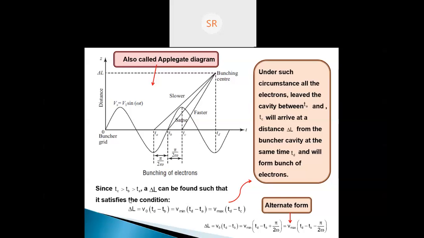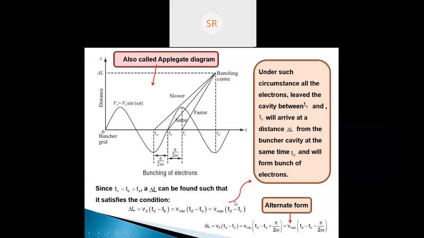So delta L is equal to the velocity of the electron times Td minus Tb. Td is the time where we get the particular bunches, and Tb is the center, where we have V minimum and V maximum. V minimum means Td minus Ta, the minimum. V max is Td minus Tc, that is the maximum time.